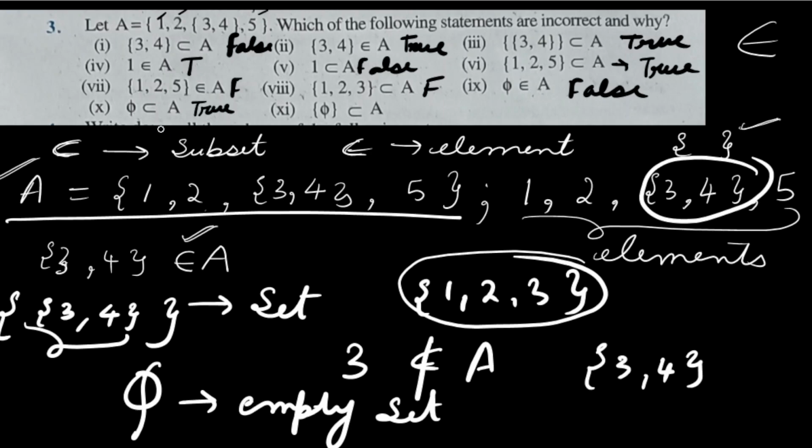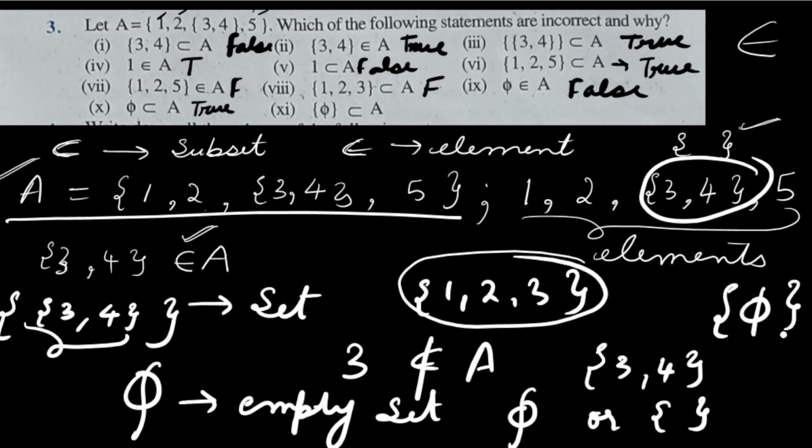So subset we can write. An empty set is always a subset of each and every set. Empty set and set itself, they will always be subsets of that particular set. Now this thing, phi. When we are writing a subset, either we should write phi or we should write curly braces. So this is a wrong representation.